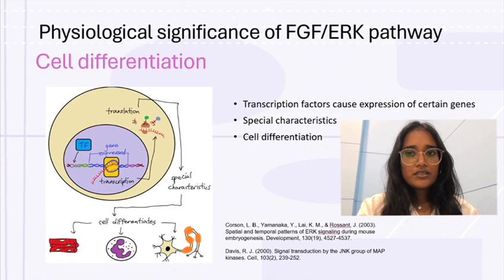The second role is cell differentiation. TF promotes the expression of genes that lead to specialized cell functions and characteristics, guiding the cell towards a differentiated state, such as muscle, nerve, or other types of specialized cell.